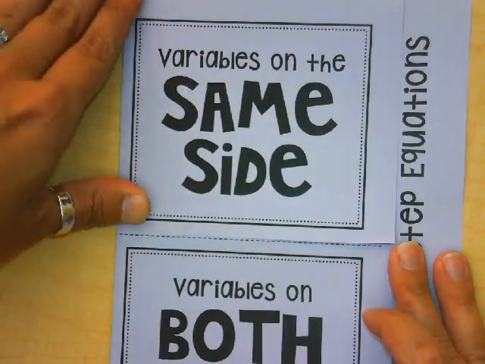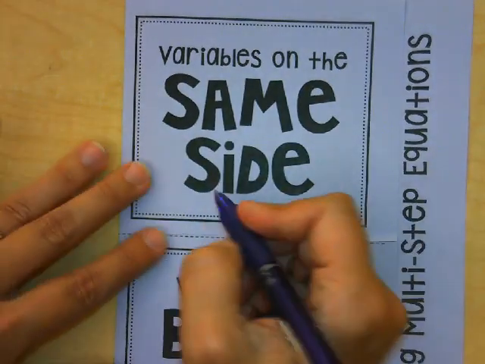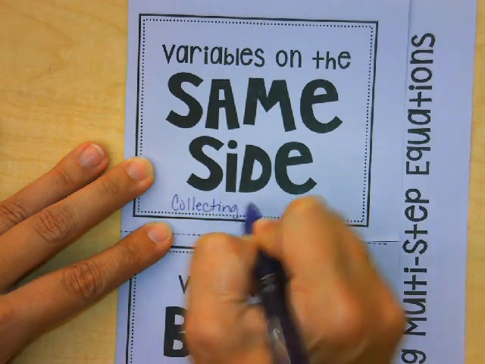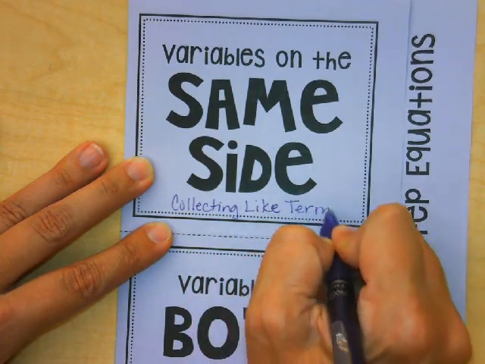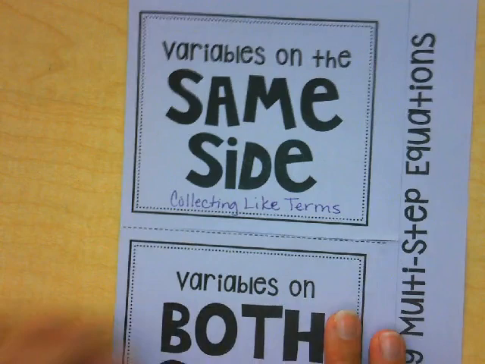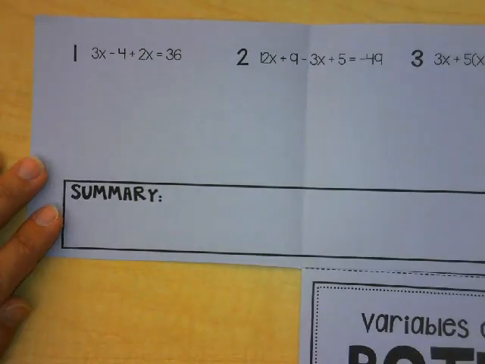So we're going to talk about the differences between variables on the same side. This is also known as collecting like terms. And when you have variables on opposite sides. So let's review variables on the same side first. I'm not going to do all of these with you. I'll let you do a couple and we can reconvene tomorrow.